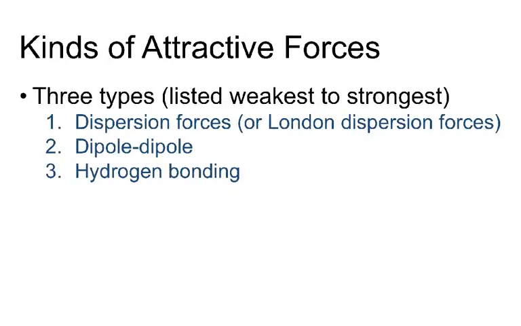There are 3 types of attractive forces. The weakest one is dispersion forces, or London dispersion forces. The middle one is dipole-dipole, and then hydrogen bonding is a stronger form of dipole-dipole bonds. And we're going to talk about each of these types of intermolecular forces.